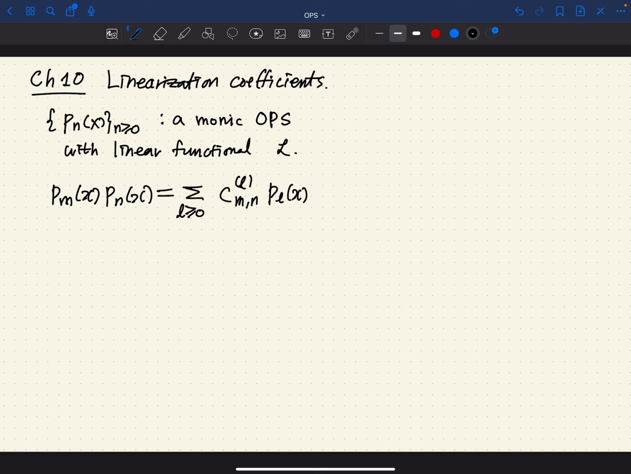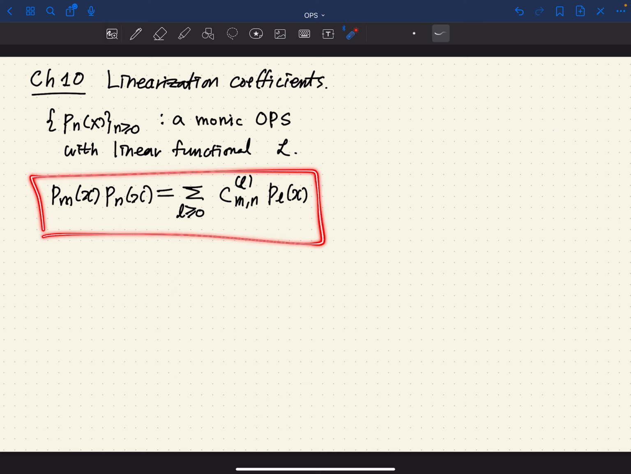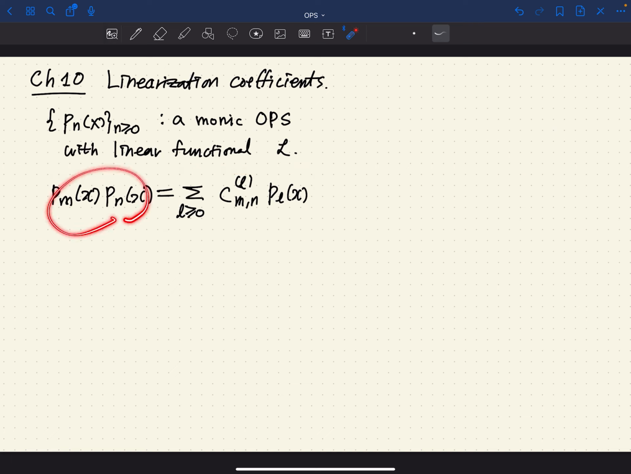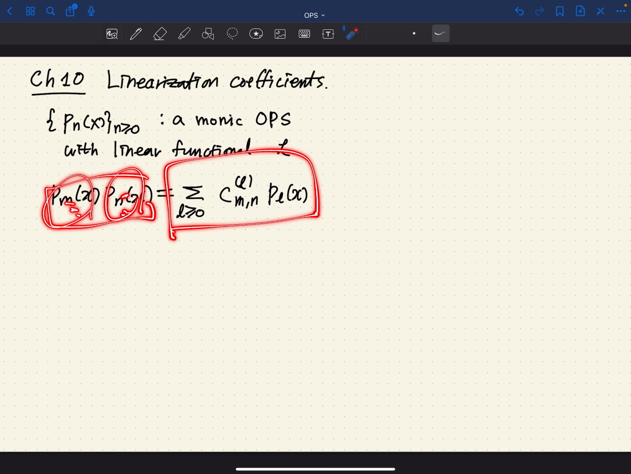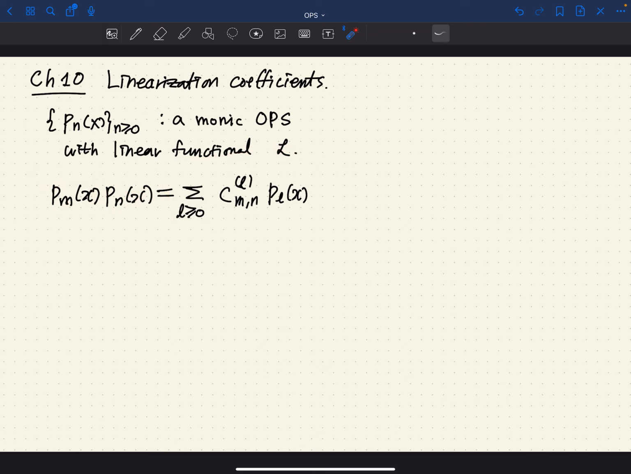So we can always find a constant like this, the coefficient like this. But the question is, how can we compute this? The process is called linearization because we have a non-linear term here, like multiplication of two polynomials, but we make it linear like this. So it's called the linearization problem. And now we have this linear functional and orthogonality.